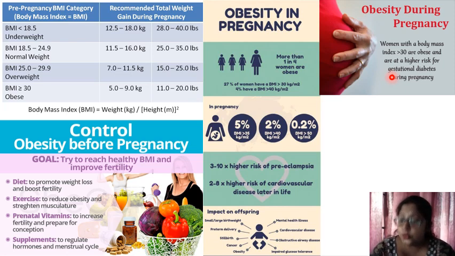So what do we need to do? We need to control this obesity before pregnancy by reaching the target BMI and improving the fertility. For that, we need to promote weight loss in a proper way. Exercise, proper vitamins for conception and fertility, and to regulate the menstrual cycle and the hormones. If needed, supplementation is required.